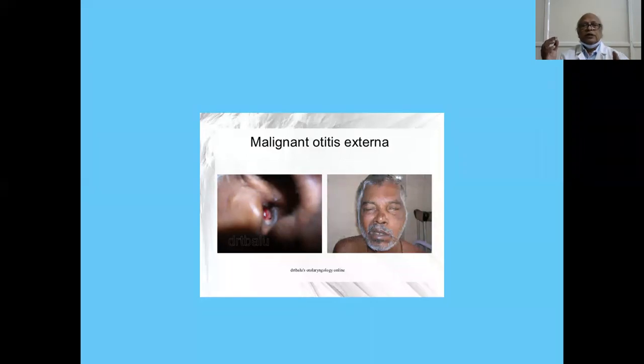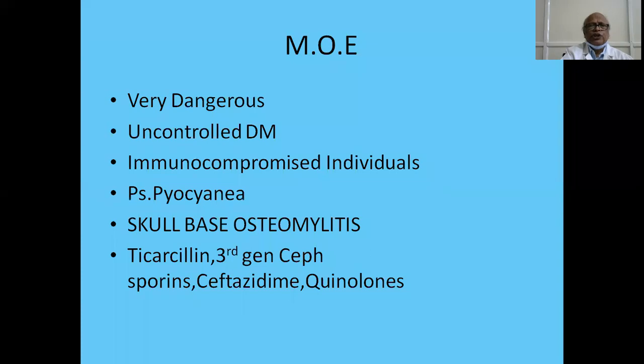This happens in individuals who have uncontrolled diabetes and in immunocompromised individuals. That means patients who are on steroid therapy for a long time and who are on drugs after, say, renal transplantation. These people will have poor immunological status. They develop this condition. The offending organism is usually Pseudomonas.